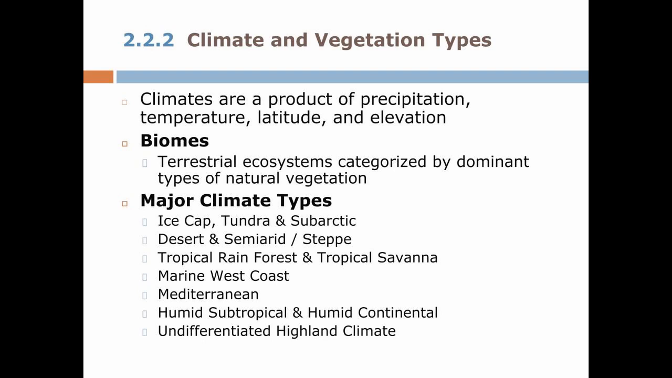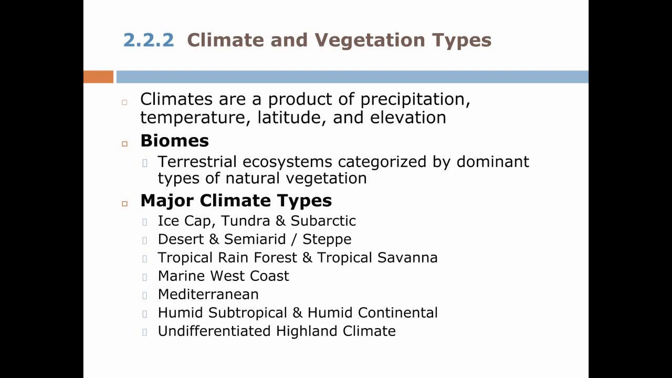So, major climate types we're going to discuss will be ice cap, tundra, and subarctic. Those are clumped together for a reason, but they're not the same thing. Desert and subarid/steppe, again, picture that. When I say steppe, what are you thinking? What people are there? What plant life is there? What animal life is there? Tropical rainforest and tropical savanna. Marine west coast. What do I mean by marine west coast?